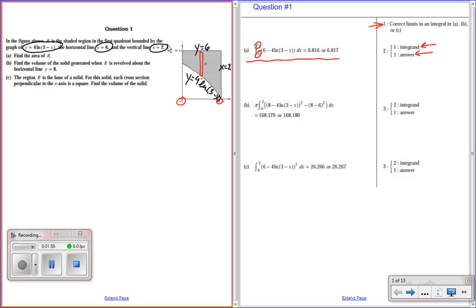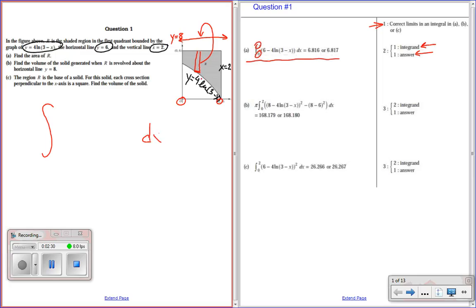In B, we're asked to find the volume of the solid generated about the horizontal line y equals 8. I really encourage you to draw this so that you don't make mistakes. So y equals 8 is about here. And I'm going to take this solid here, and I'm going to revolve it around y equals 8. So we identify that as the washer method because it's not connected. And notice it's dx again.